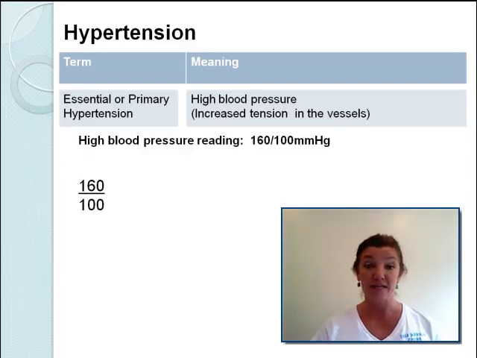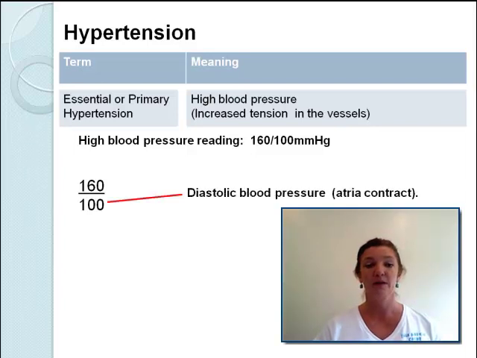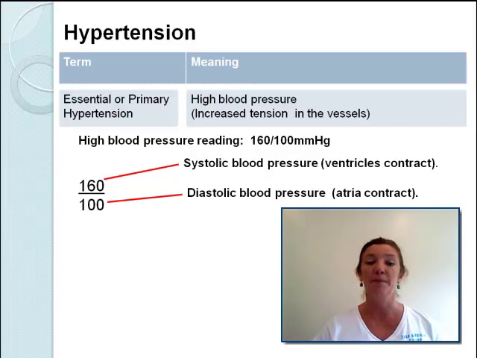A high blood pressure reading would be something like 160/100 millilitres of mercury. So the bottom number is the diastolic blood pressure, so when the atria contract and the ventricles fill with blood. And the top number, the systolic blood pressure, when the ventricles contract, pushing the blood out to the body.